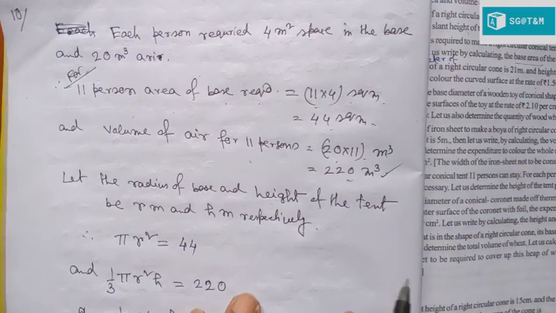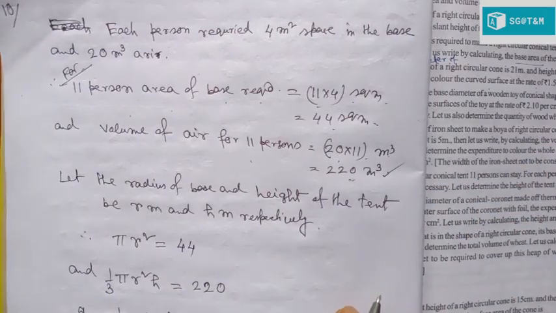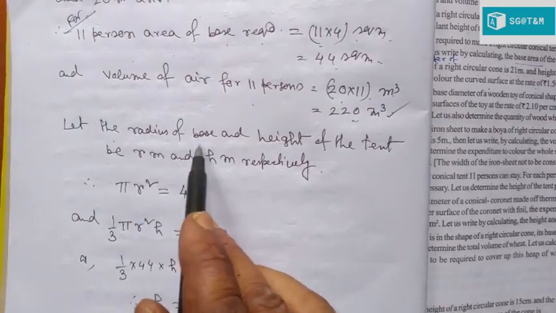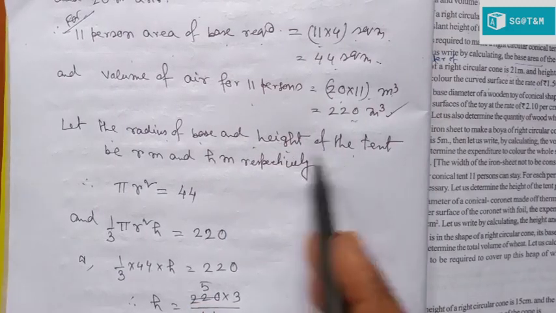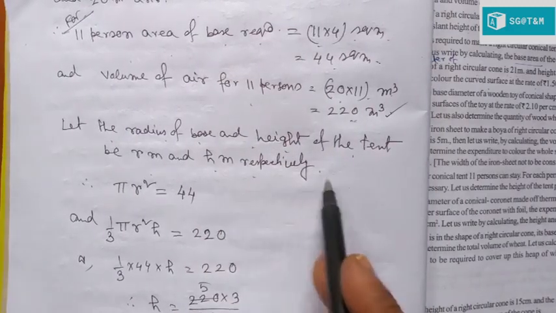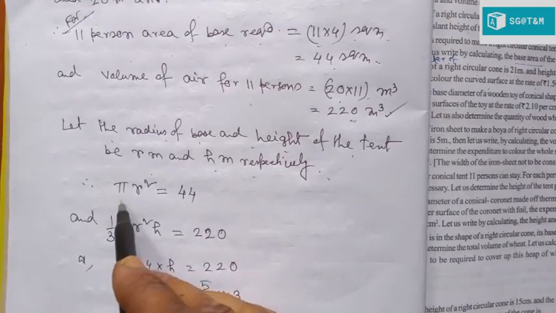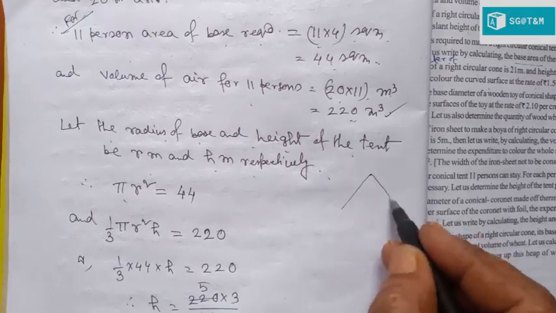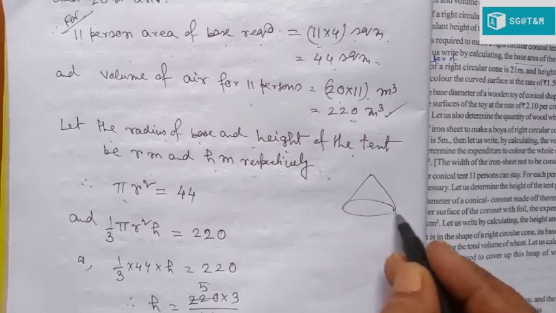Let us take the radius of the base and the height of the tent to be r meter and h meter respectively. Therefore, the area of the base of the conical tent, we know, is nothing but pi r square. It is a circle.